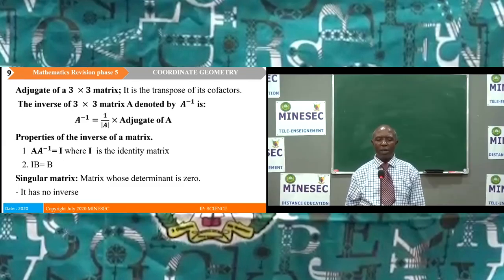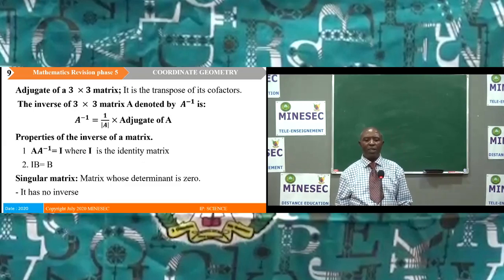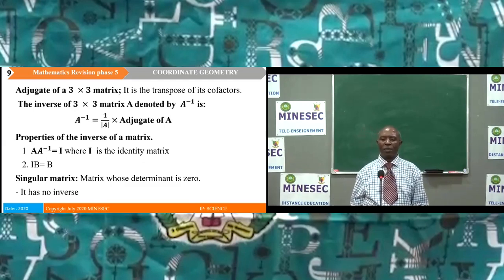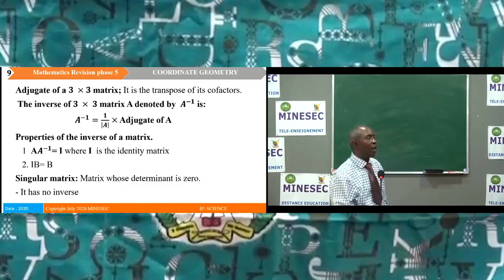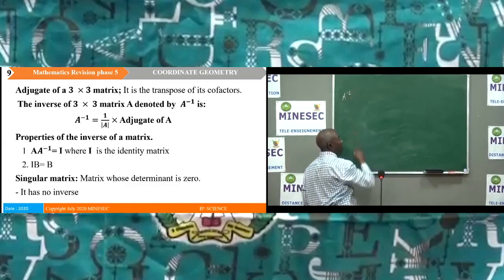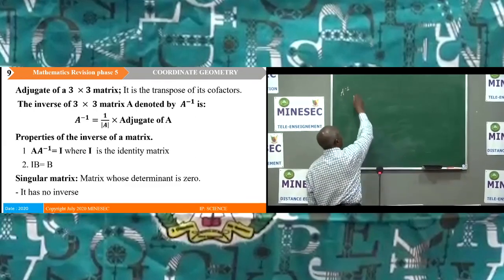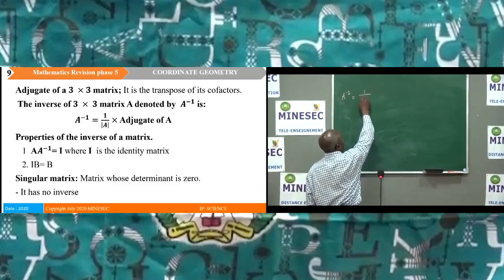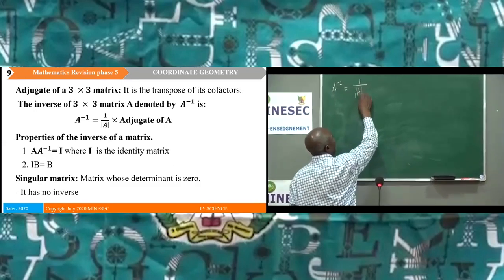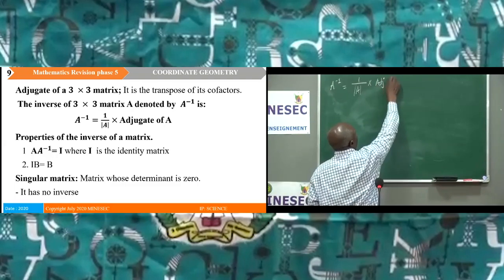The adjoint of a 3x3 matrix is the transpose of its cofactors. The inverse of a 3x3 matrix is denoted by A to the power negative 1, and it is 1 divided by the determinant of A multiplied by the adjoint of A.